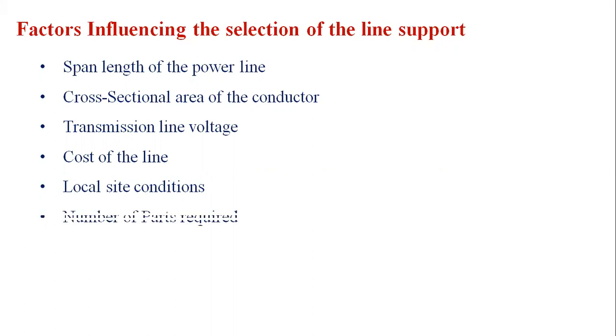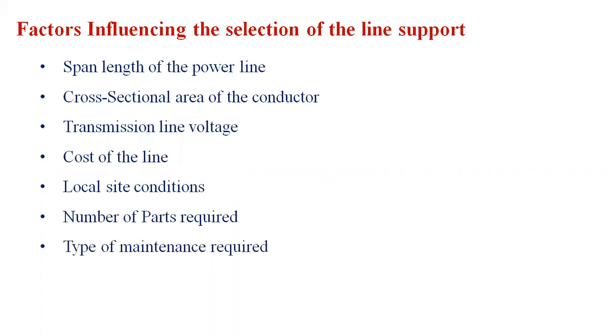And the number of necessary parts required, that is cross arms, insulator, bolt nut, and so on, the stay wire, pole bow, pole guy, and so on. And the type of maintenance required, that is regular maintenance or annual maintenance or 3-year or 5-year maintenance. If you erect a steel pole, we need to visit regularly, that is regular painting, every year once or every 3 years once. If you erect a wooden pole, every 3 months once we need to inspect it. These are the various factors influencing the selection of line supports.